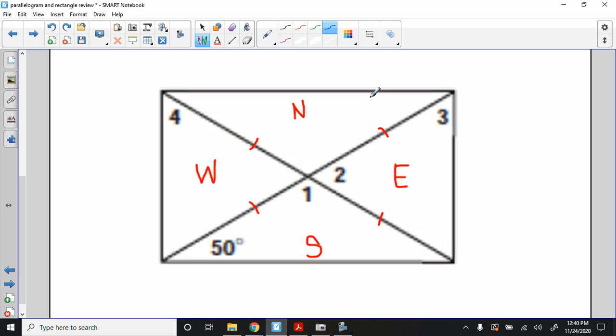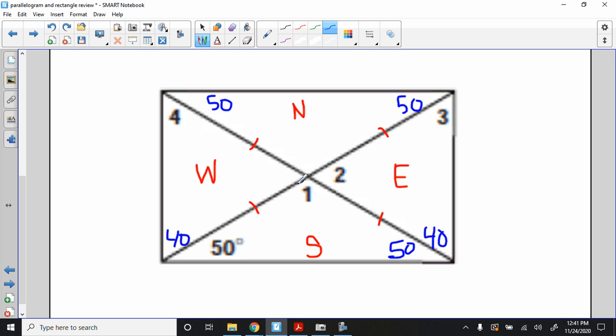So let me show you how to fill this in. This picture only gives me one angle. And if I know this bottom triangle is isosceles, I'll know that's 50. I'll also know that in a rectangle, all the corners are 90. So that's what gives me this as 40. And that means this one over here is 40. The south and the north triangles are congruent. That means I'll have another 50 and 50 on the top.